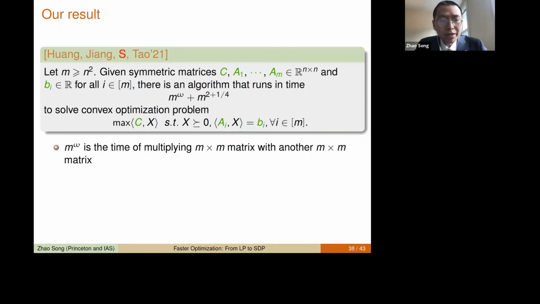So m to the omega is the time of multiplying an m by n matrix with another m by n matrix.